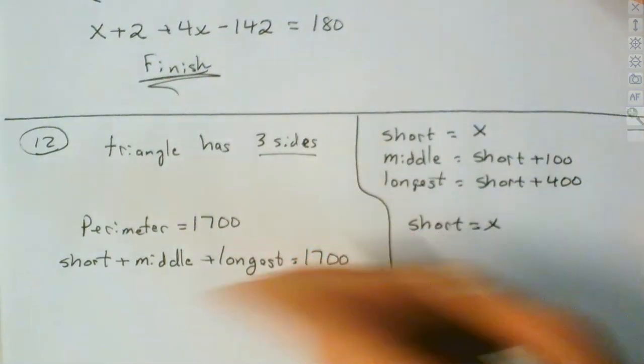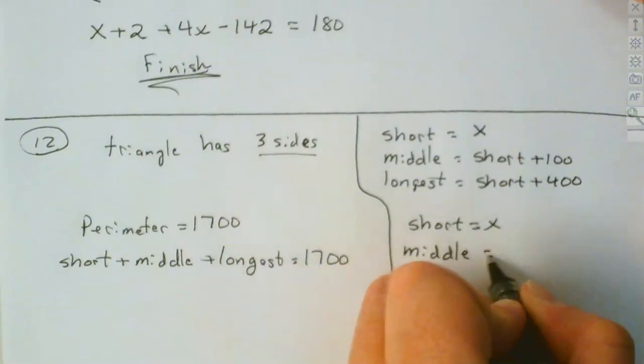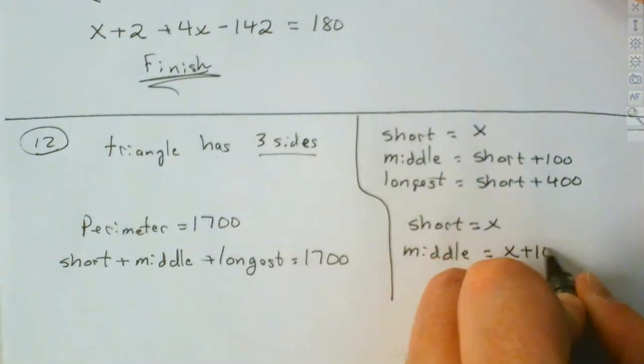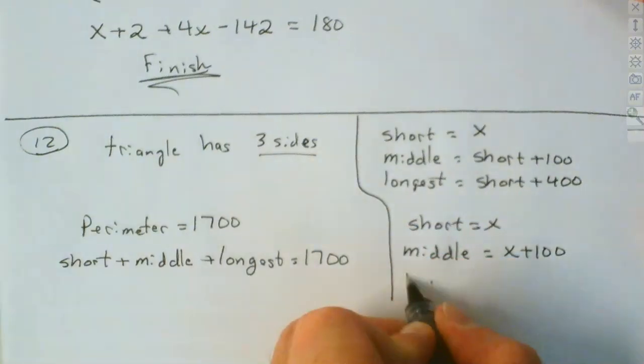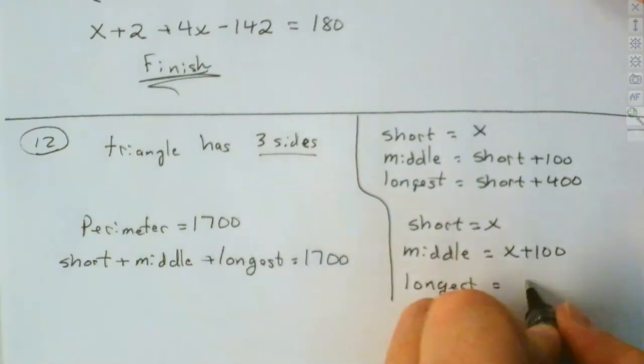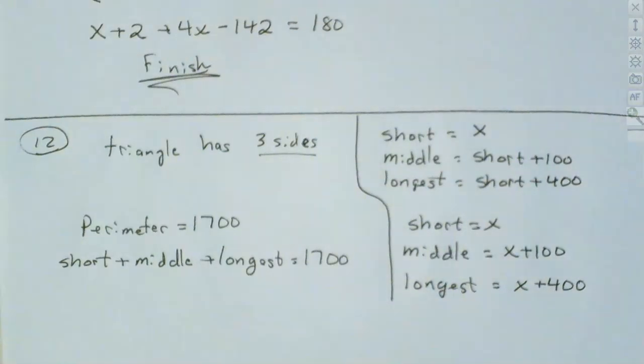The short side is x, so now the middle would be what? Short plus 100, so that's x plus 100. And the longest side is going to be x plus what? The 400, right? Is everyone okay with how I broke it down and see where I got from here?